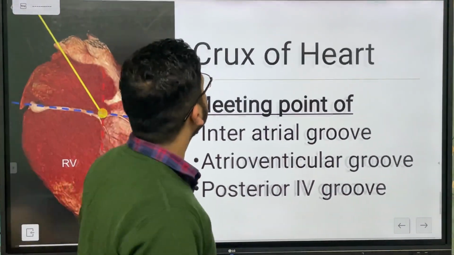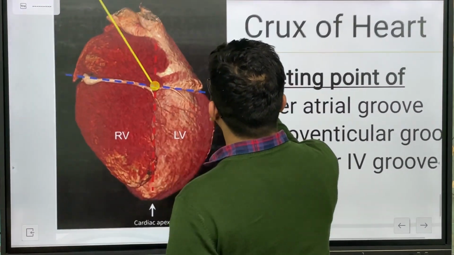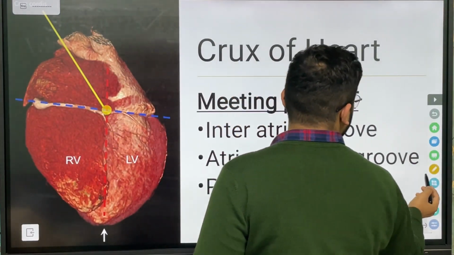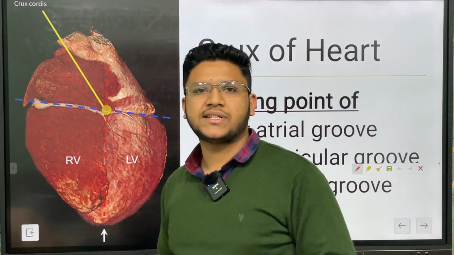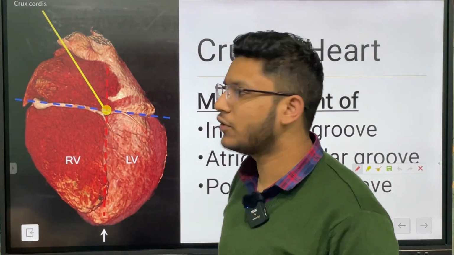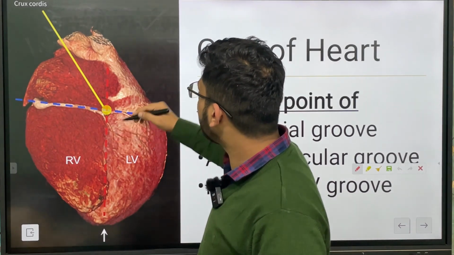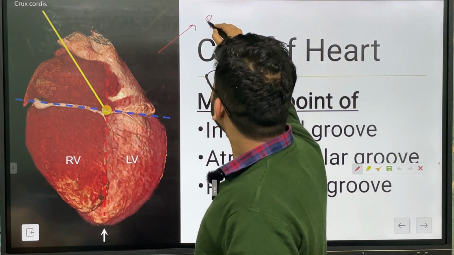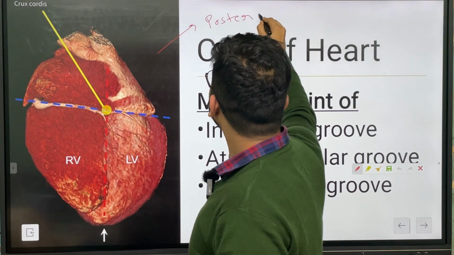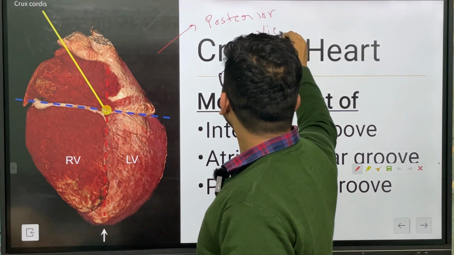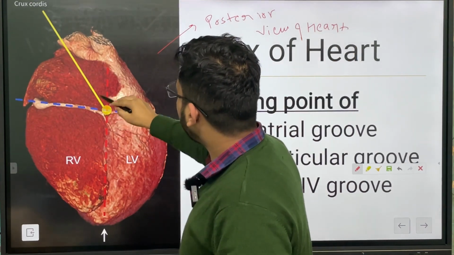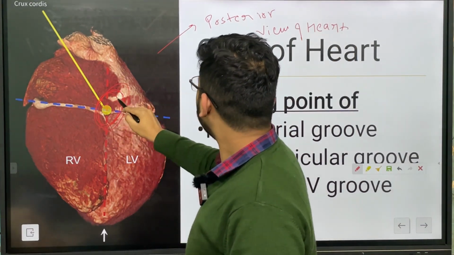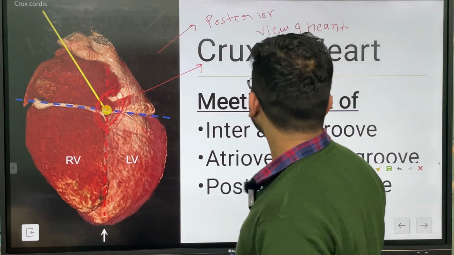The next and important thing is the crux of the heart. What is the crux of the heart and where is it present? The crux of the heart is present on the posterior aspect of your heart. This is the posterior view of your heart, and this point is the crux of your heart.